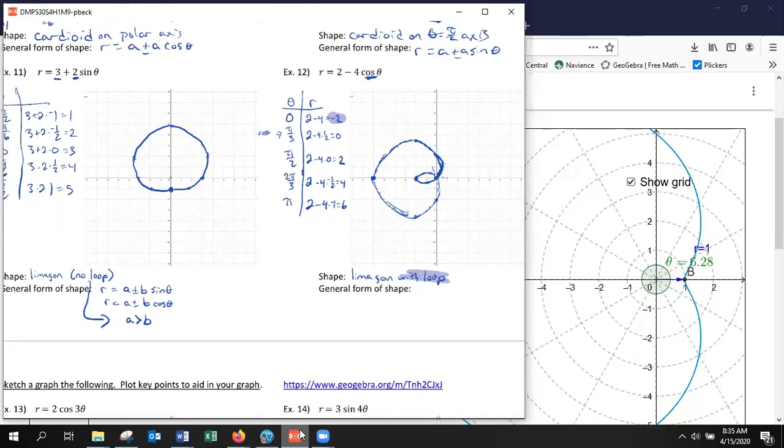So this limacon with a loop, as I mentioned before, is created when we have r equals a plus or minus b sine theta, or r equals a plus or minus b cosine theta. I forgot to include the b there, where a is smaller than b.